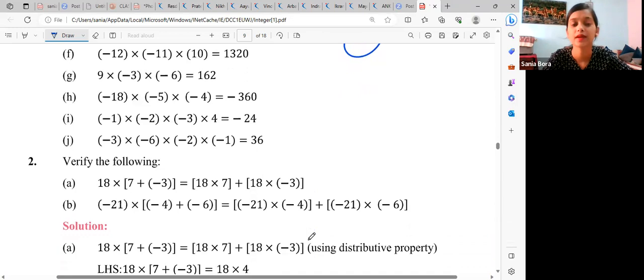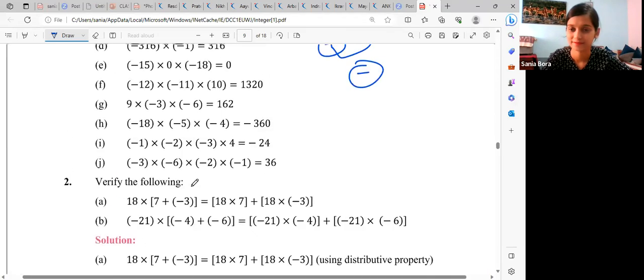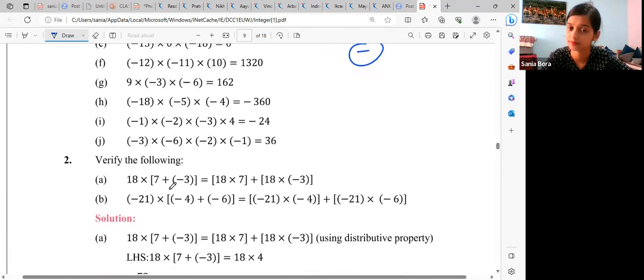Okay, good. Now coming to the next one, you have to verify the following. You have to verify and tell whether the left hand side is equal to right hand side or not. Okay? Clear? Okay.